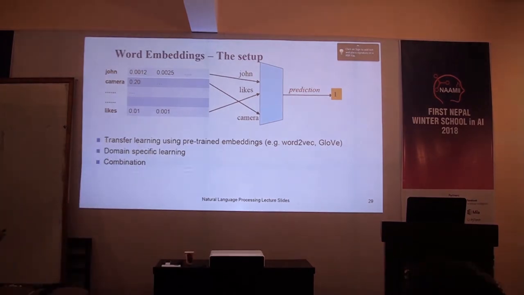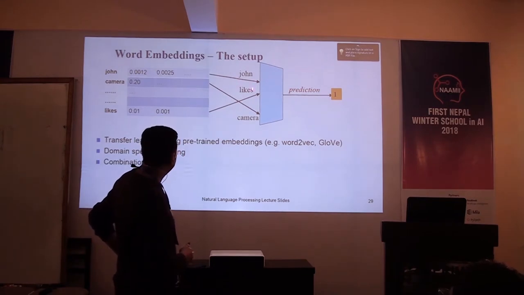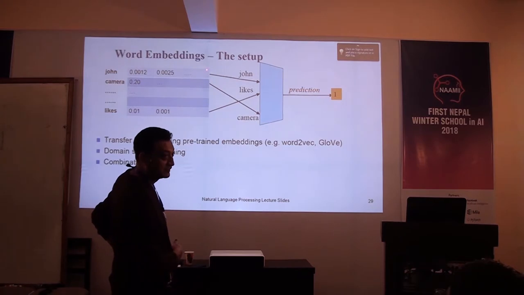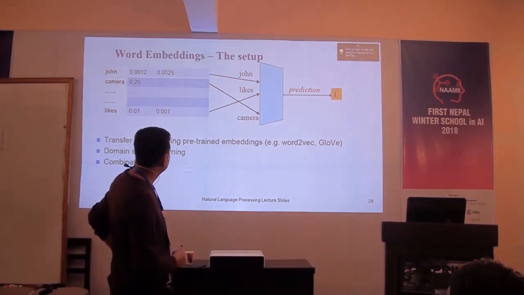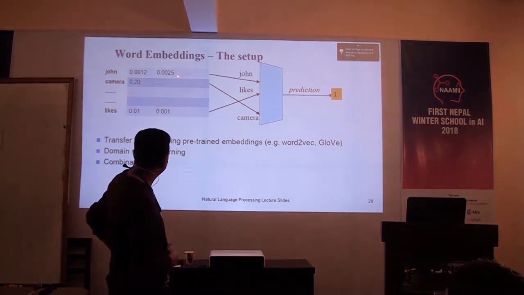So the word embedding setup is as follows. For every word, you're going to have an embedding. This is exactly like your vector space model, except that this is low dimensional, typically 100 dimensions, right? So I have this embedding table, and this is your input sentence, John likes camera, okay? Now, what you do is that you do not make a copy of this vector and supply it here. Instead, you keep a pointer back to this table. So for John, the first word going in, you have a pointer back to this table. Second word, likes, you have a pointer back to likes. Camera, you have a pointer back here.